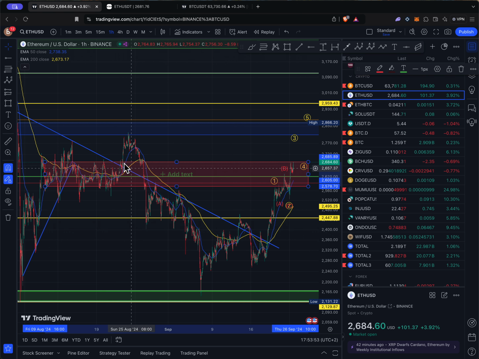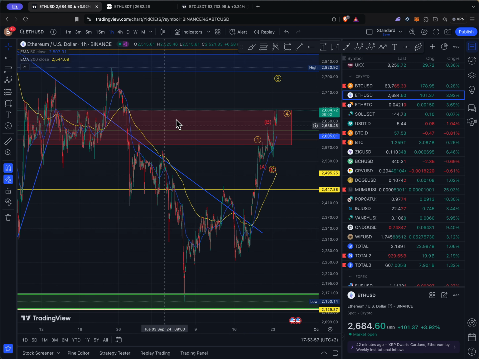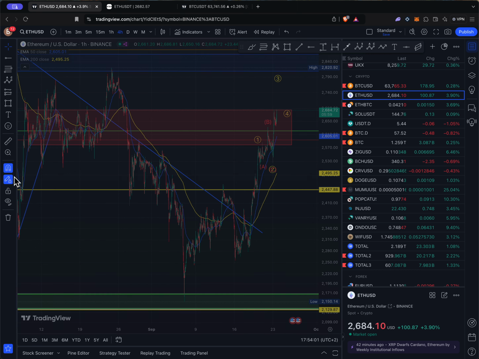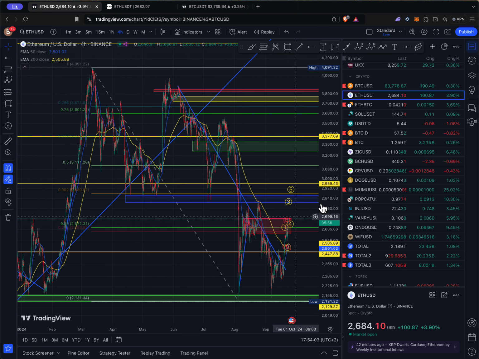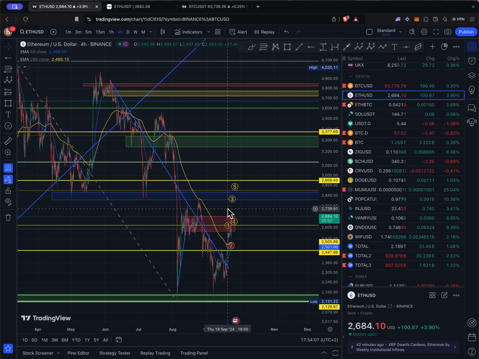And to spot this, it's not that hard to find order blocks if you work on different time frames. This is a 1 hour order block. Here I have more important order blocks already marked since a long time ago. And this is my point of view on ETH. Any questions?